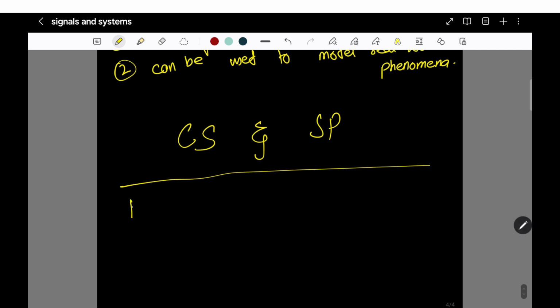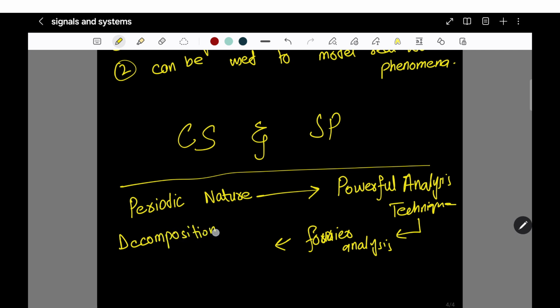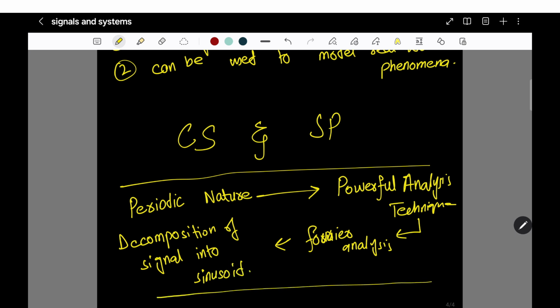Another important thing is that the periodic nature of the signals gives us a very powerful analysis technique which is known as Fourier analysis. And the Fourier analysis is simply decomposition of a signal into sinusoids. We will study this Fourier series as we move ahead in this course.